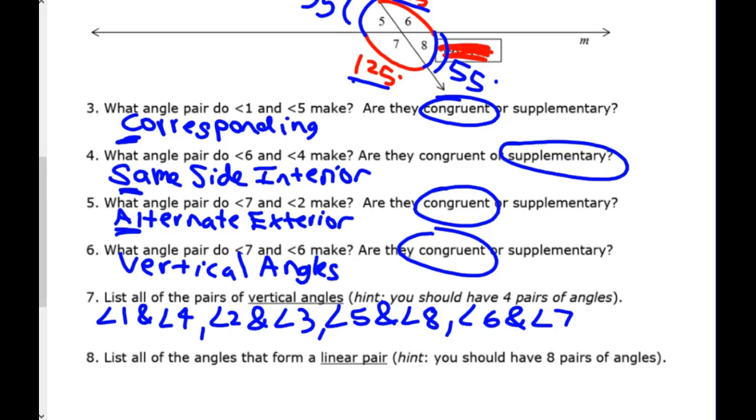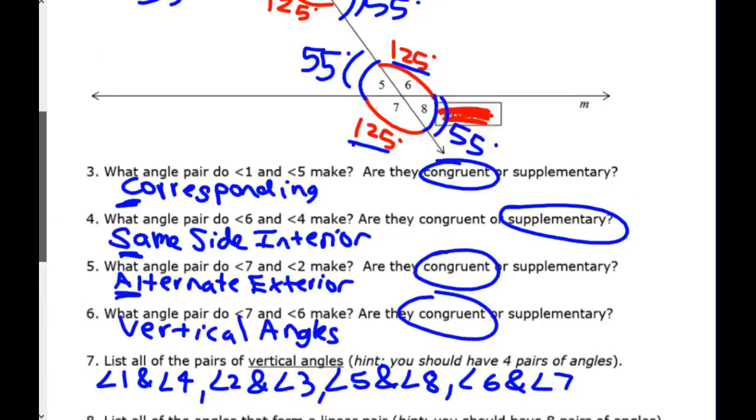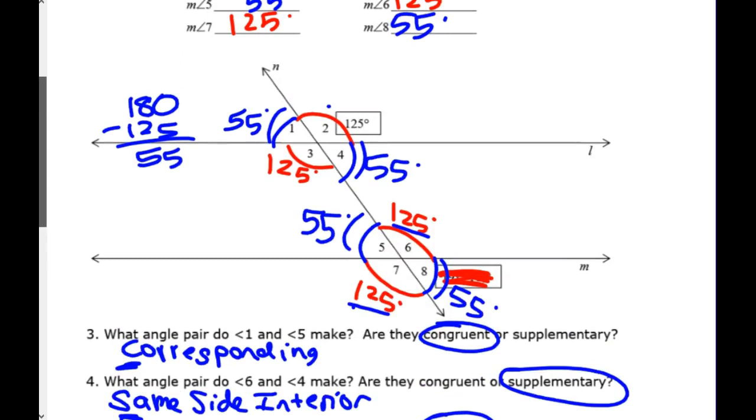All right. Now, last one. Linear pair. What's a linear pair? The name tells you linear means line. Line is how many degrees? 180. All right, so 2 angles next to each other that are adjacent that make a straight line, 180. So give me an example. 1 and 2, 3 and 4, 5 and 6, 7 and 8, 1 and 3, 2 and 4, 5 and 7, 6 and 8. There are 8 different linear pairs in this figure.